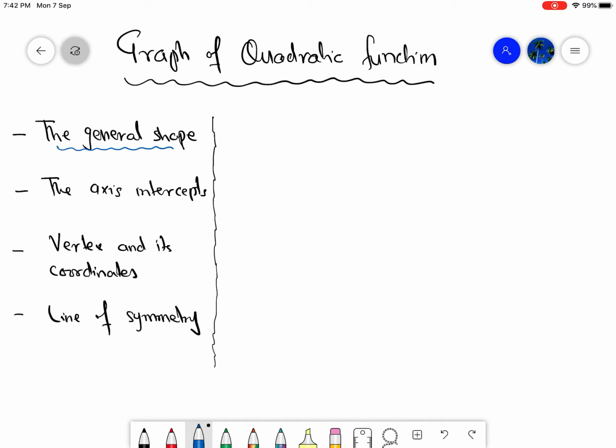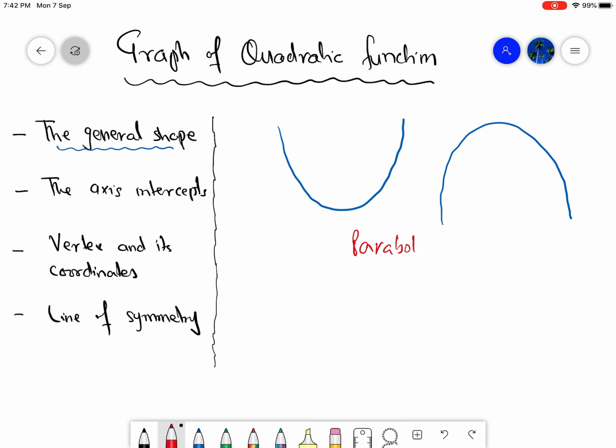You can see here the first point, the general shape of the graph of a quadratic function. Whenever you draw the graph of any quadratic function, it ends up in a shape like that or like this, right? A U shape, basically. This shape is called a parabola. So the graph of a quadratic function is always a parabola, right? Now this graph has certain properties.